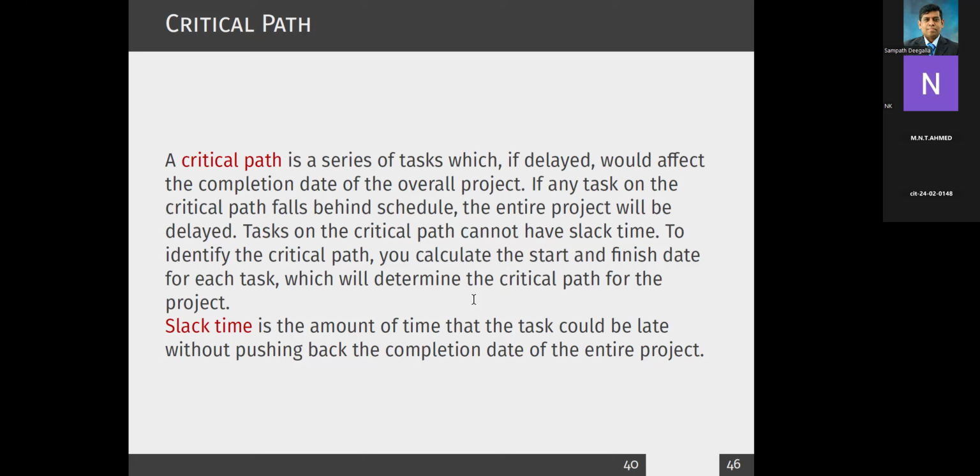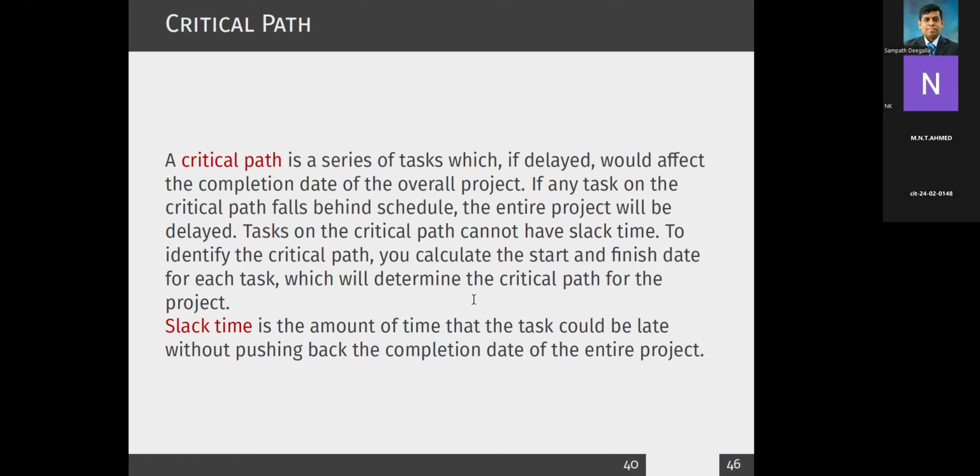Now let's look at something called critical path. In any project, there will be a path that you cannot delay. What do you mean by that? Any project going from start to end, you can find a path which determines the total project duration. So what do you mean by total project duration? When you go from start to the end, where you cannot make any changes to the path, then we call it a critical path.